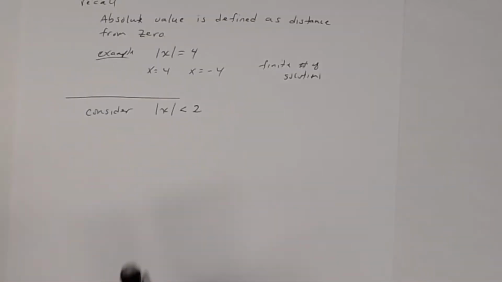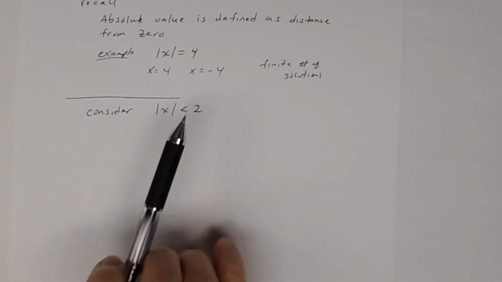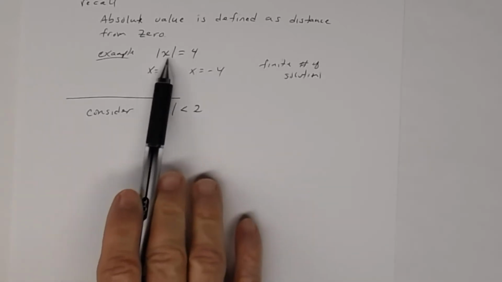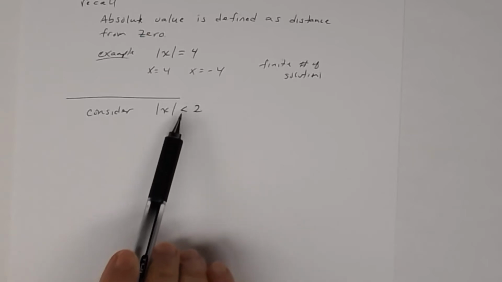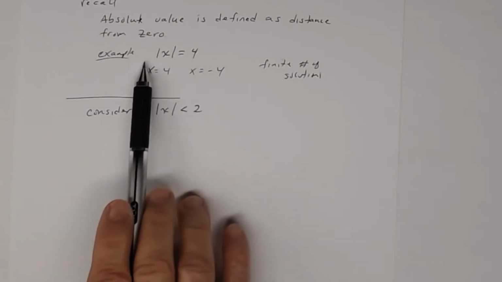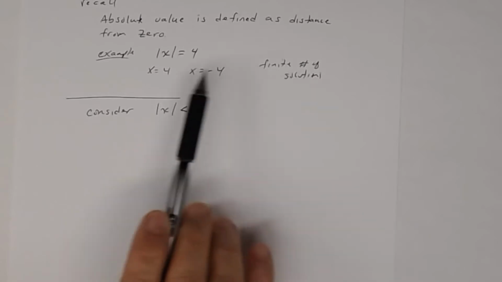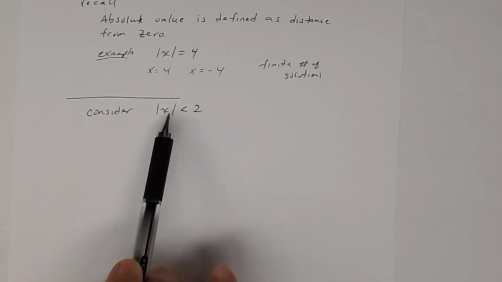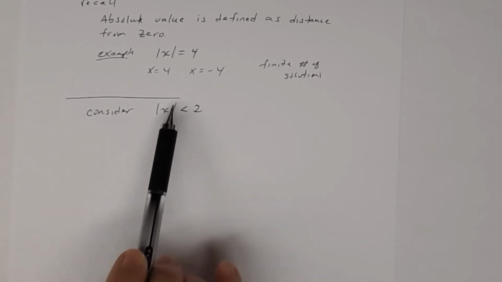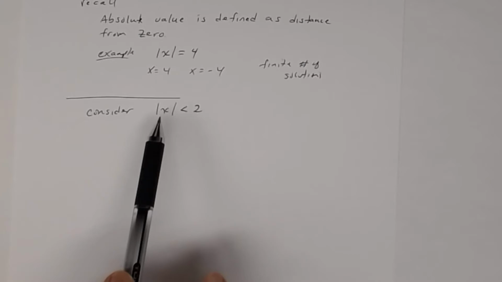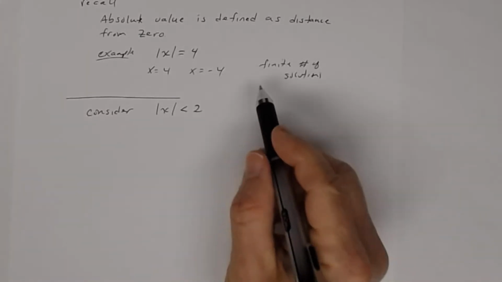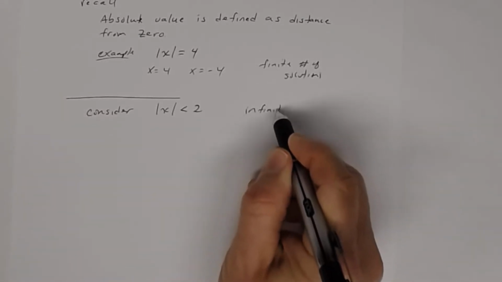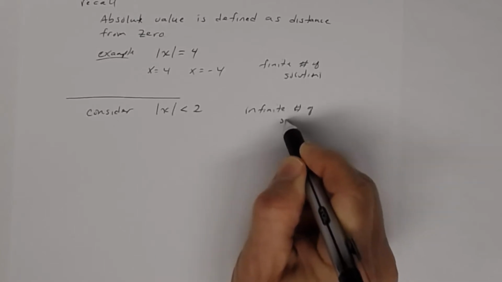So let's consider this absolute value inequality. Remember, this was an absolute value equation, which we've learned in previous lessons. This is an absolute value inequality. Now remember, in the absolute value equation, we had a finite number of solutions. In this case, there were two of them, positive 4 and negative 4. But consider this one. So you're looking at the absolute value of what number is less than 2. I want you to recognize that in this particular case, there's an infinite number of solutions.